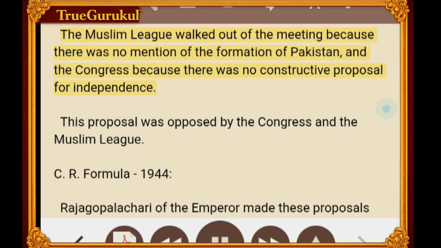The Muslim League walked out of the meeting because there was no mention of the formation of Pakistan, and the Congress because there was no constructive proposal for independence. This proposal was opposed by both the Congress and the Muslim League.